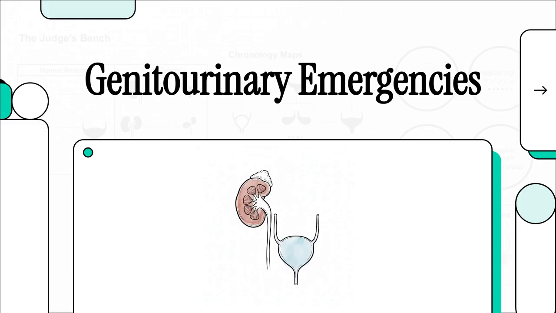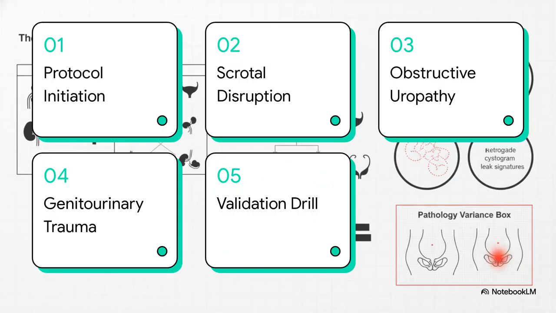So today, we're initiating the 280+ execution protocol for genitourinary emergencies. We're going to strip away all the fluff and focus purely on the high-yield, life-saving surgical algorithms. Okay, let's dive into this. Here's our tactical game plan. We'll kick things off with our protocol initiation, and then move through 3 core modules: scrotal disruption, obstructive uropathy, and genitourinary trauma. Finally, we'll lock the whole thing in with a mandatory validation drill.